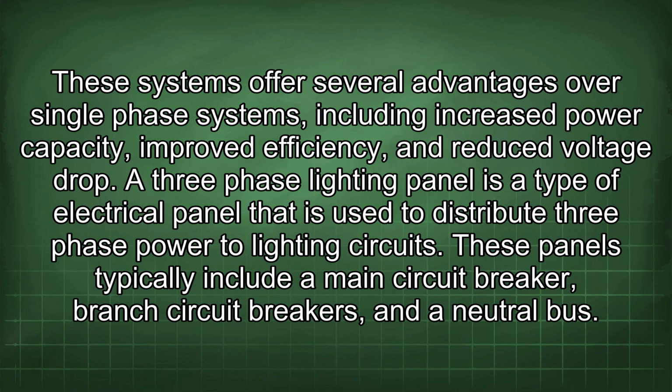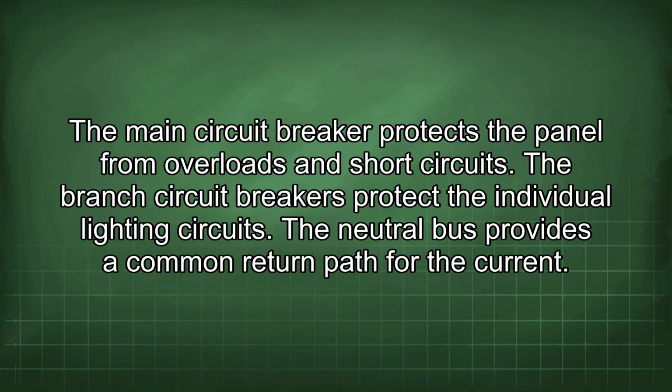A three-phase lighting panel is a type of electrical panel that is used to distribute three-phase power to lighting circuits. These panels typically include a main circuit breaker, branch circuit breakers, and a neutral bus. The main circuit breaker protects the panel from overloads and short circuits.